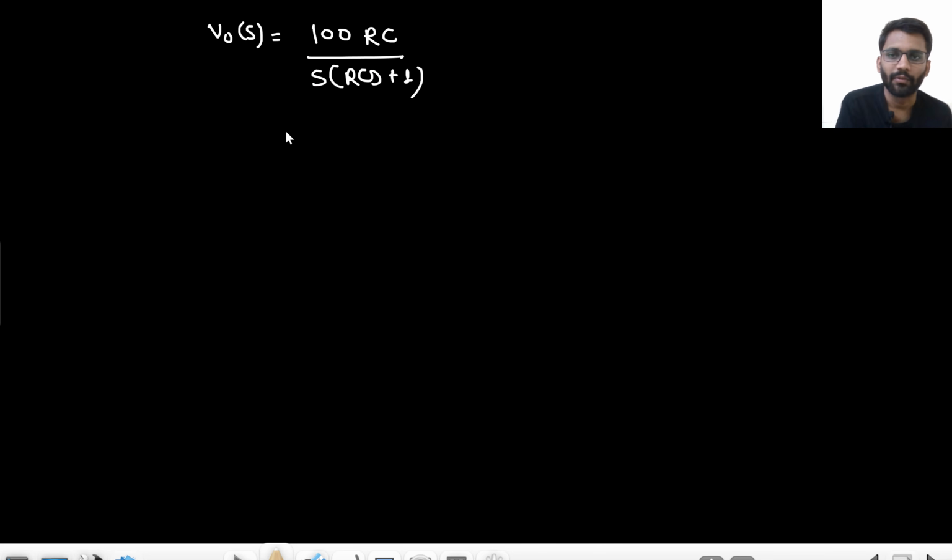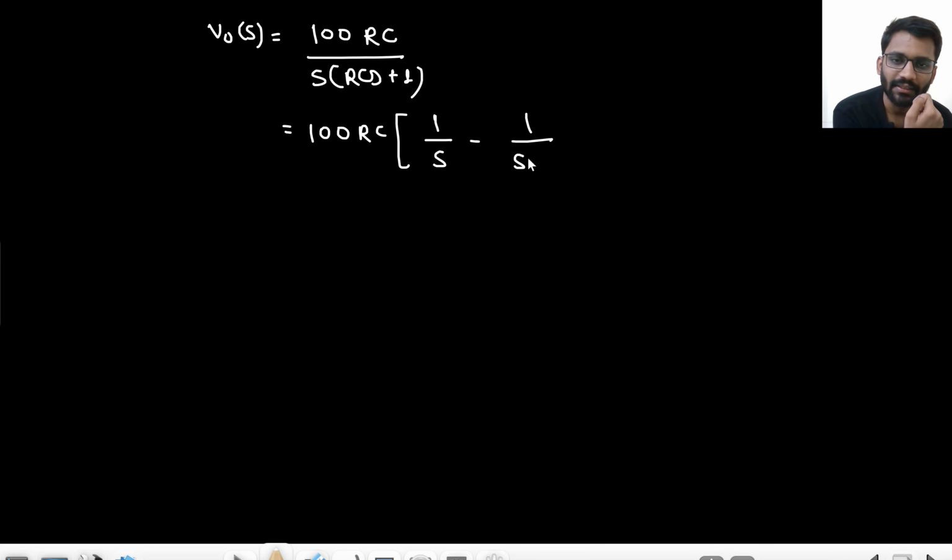Now we have to break it down into two functions, so I will write 1 upon S and 1 upon SRC plus 1. That's how you break it down. What did I do? I just wrote 1 upon S minus 1 upon SRC plus 1. If this SRC plus 1 goes here, I need SRC minus SRC here. So I wrote RC here. So SRC plus 1 minus SRC. So it would be like this.